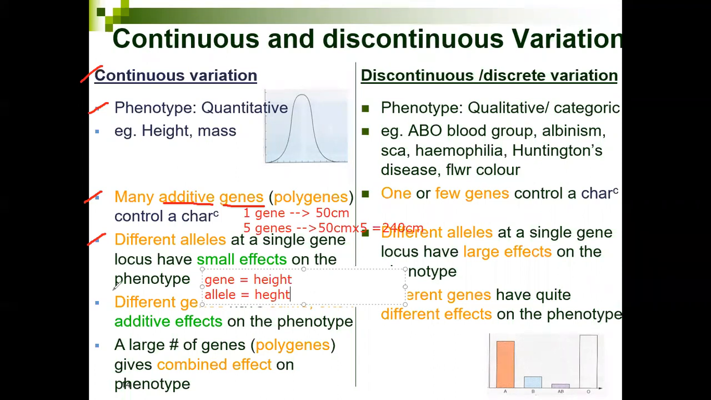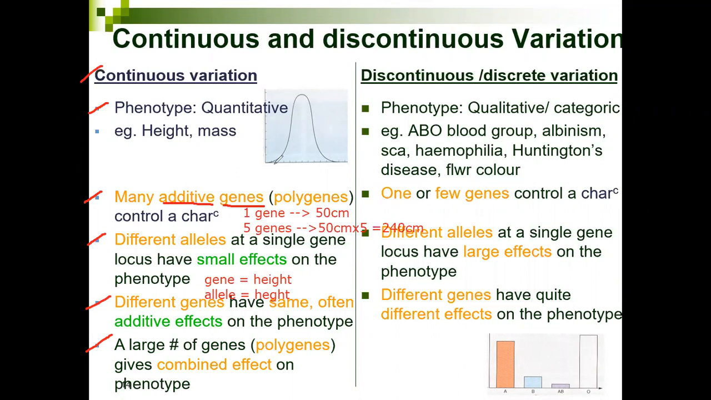So the differences between alleles are very small. Different genes often have the same additive effect. Because all the genes code for height, they have the same effect. The only difference is that they code for different heights. So a large number of genes give a combined effect on the phenotype.